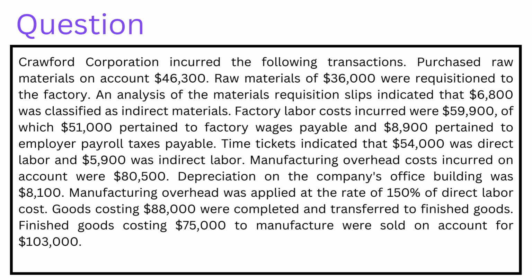Factory labor costs incurred were $59,900, of which $51,000 pertained to factory wages payable and $8,900 pertained to employer payroll taxes payable. Time tickets indicated that $54,000 was direct labor and $5,900 was indirect labor. Manufacturing overhead costs incurred on account were $80,500. Depreciation on the company's office building was $8,100.